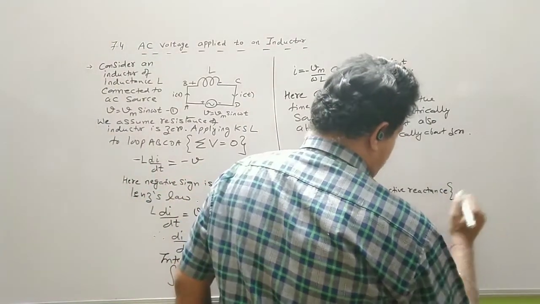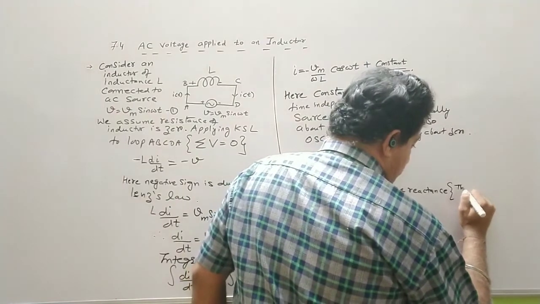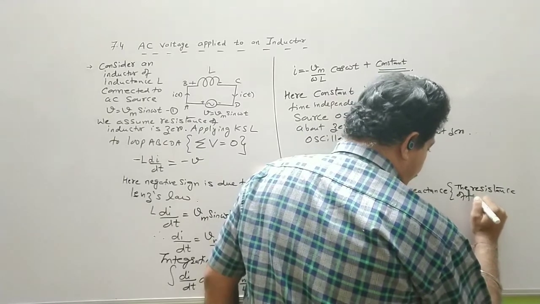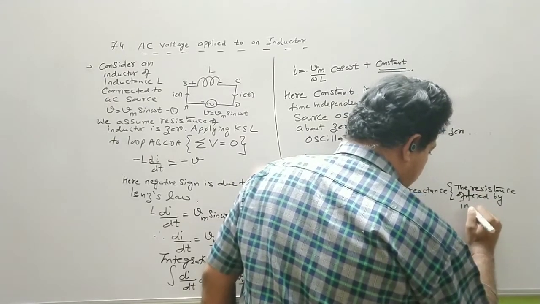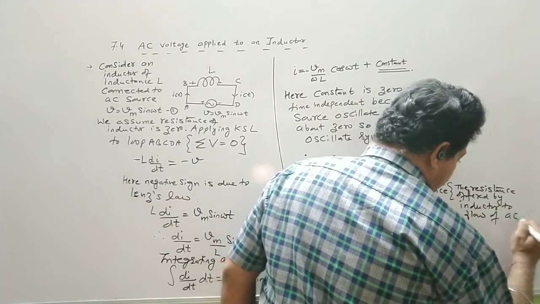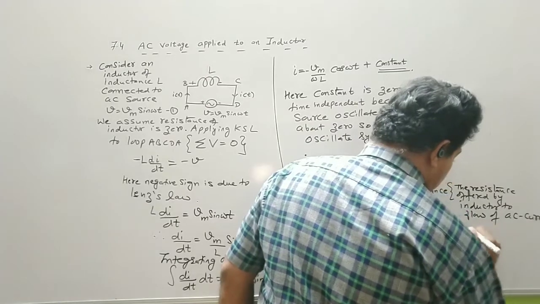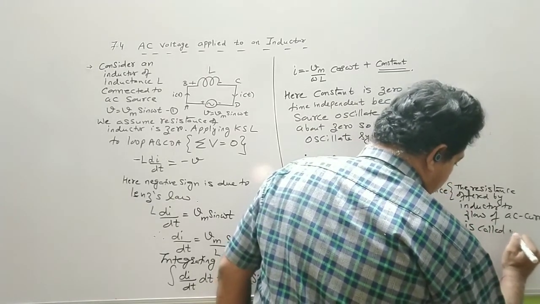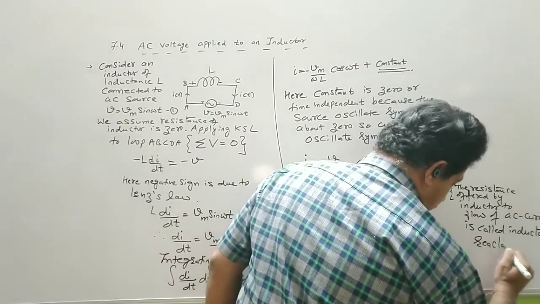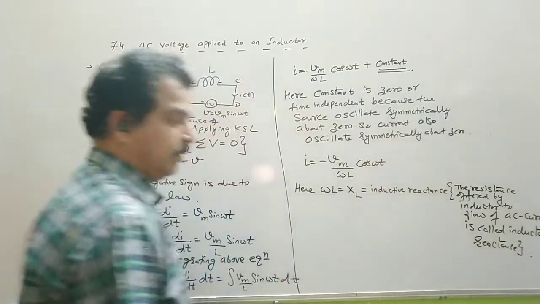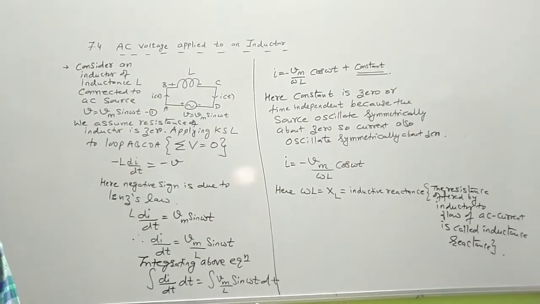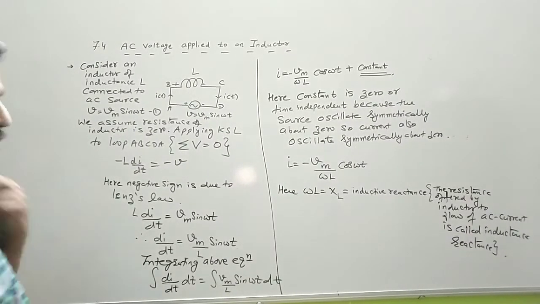So its definition is, what is inductive reactance? It is the resistance offered by an inductor to the flow of AC current, and it is called inductive reactance. This definition is not a part of our solution. We have to simply find out the current in the circuit. So we introduce this term.